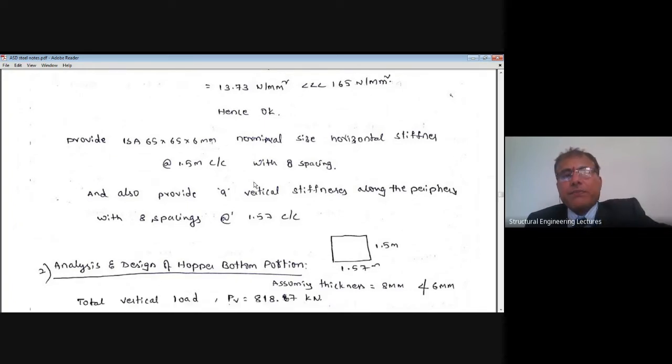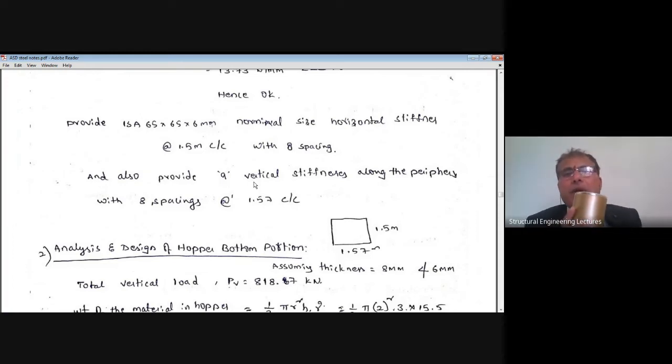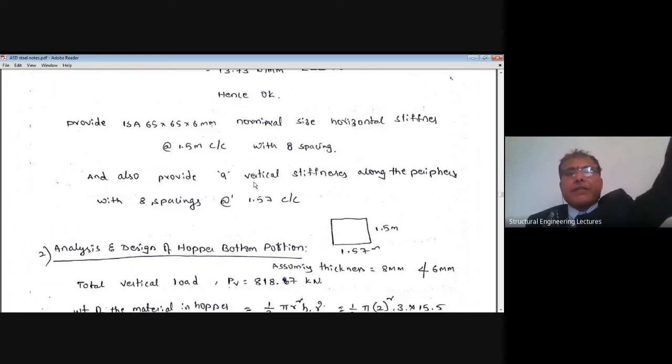And also you propose ISA 65 by 65 by 6 mm nominal size horizontal stiffeners along the periphery, like this, along the periphery, right? Like this. Also 65 by 65 by 6 in the vertical direction as well as in the horizontal direction, right?